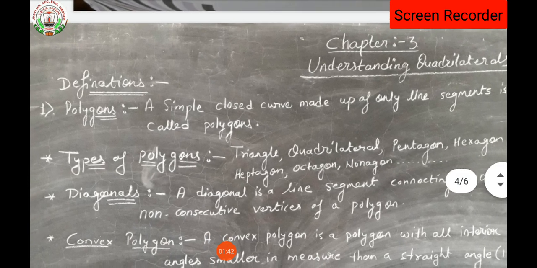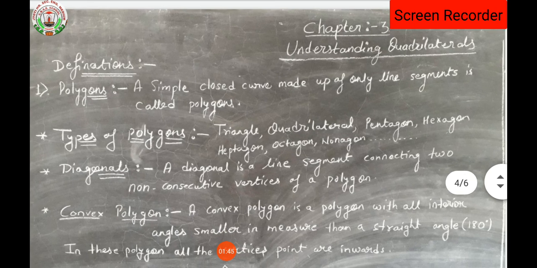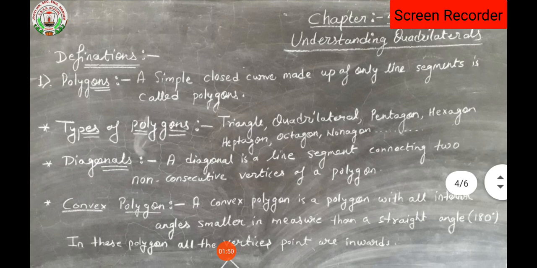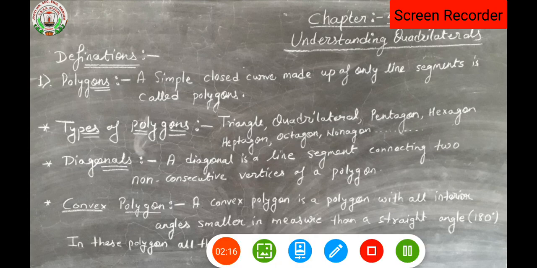So here is the first, chapter number 3, definition. Okay, so first definition, it is said that a polygon, okay, a simple closed curve made up of only line segments is called a polygon. Everybody knows what we mean by polygon, because from class 6th you people are studying the definition of a polygon. So what do you mean by a polygon? A polygon is a simple closed curve made up of line segments.